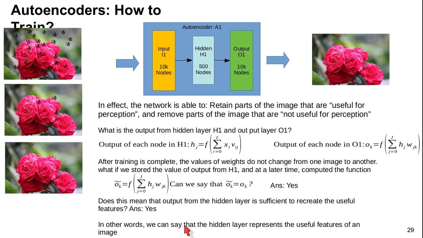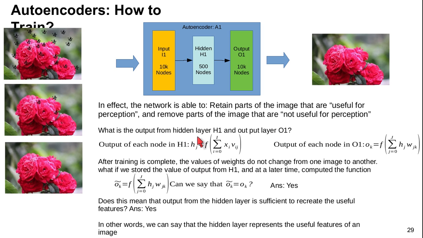Now, after the training is complete, these weights Vij and Wjk do not change. So from one image to another image, the values of the weights don't change. So the values of Vij and Wjk do not change because the training has been completed. These weights are changed only when the training is going on.